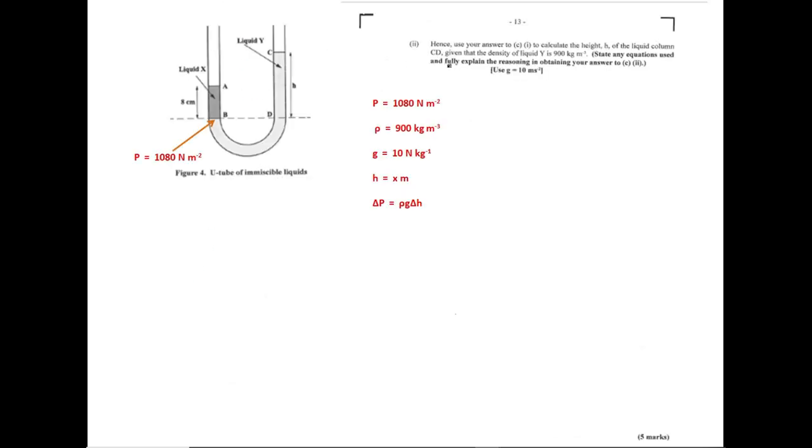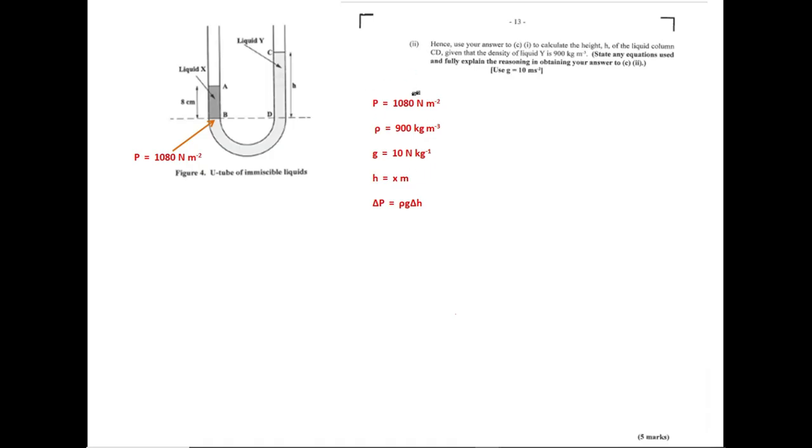Now they said, hence use your answer in part one to calculate the height h of the liquid column CD. So this is a liquid column which is dependent on where this liquid column ends. And then they say, given that the density of liquid Y is 900 kilograms per cubic meter, state any equations used and fully explain the reasoning in obtaining your answers. And g here is in meters per second squared. Not so much fun with that.